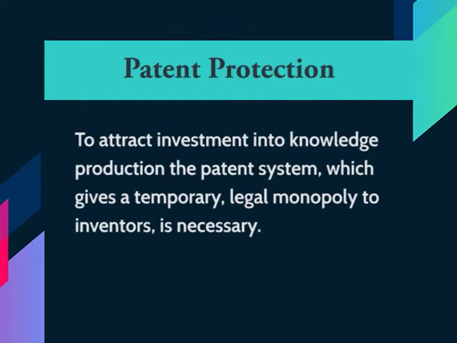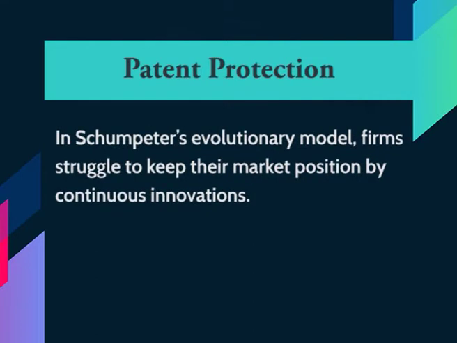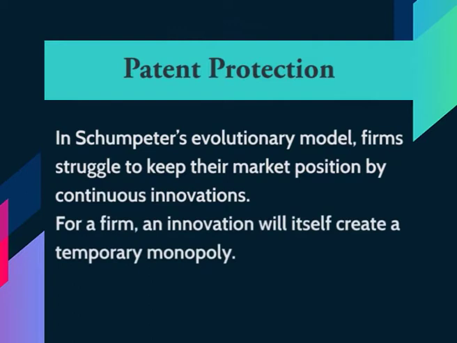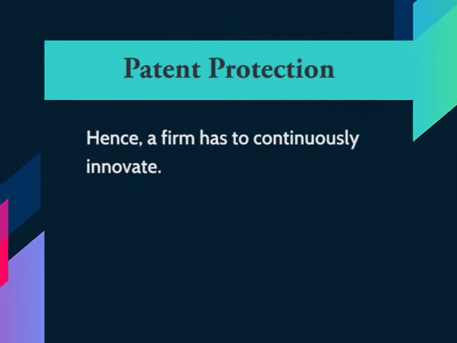To attract investment into knowledge production, the patent system, which gives a temporary legal monopoly to inventors, is necessary. It was contrary to the view of Schumpeter in 1971, who says that patents are not only unnecessary for encouraging inventions, but may also retard technological progress. In Schumpeter's evolutionary model, firms struggle to keep their market position by continuous innovation. For a firm, an innovation will itself create a temporary monopoly. During this period of monopoly, the inventing firm will make extra normal profits, but such profits will be eroded once other firms catch up by copying the innovation. Hence, a firm has to continuously innovate.